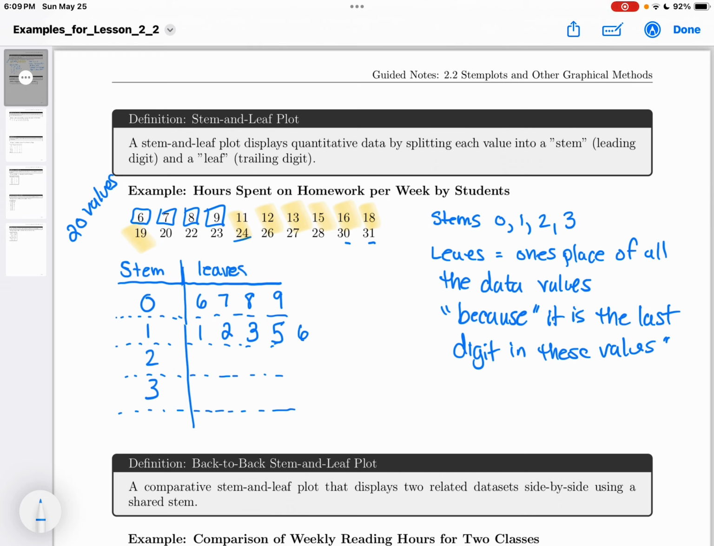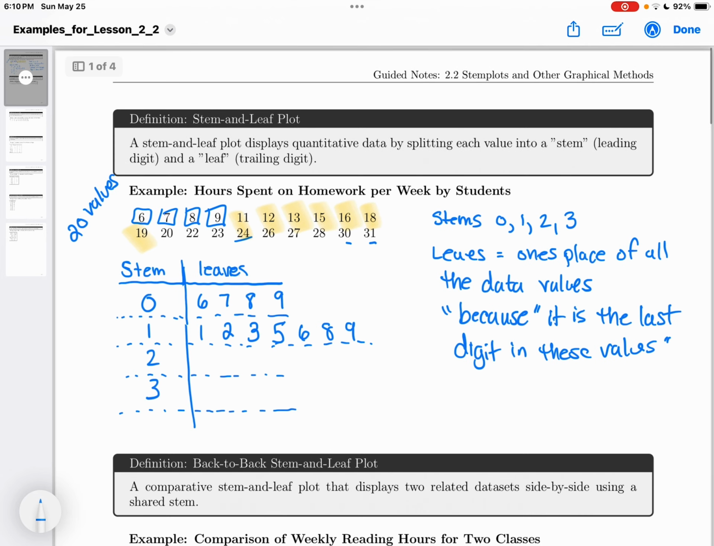It's also very important that you line up these numbers. The 6 and the 1 are lined up. The 7 and the 2 are lined up. You don't want to make it all squished in on one and then extended on the other. You should be lining up the columns so that we can get a good look at the shape of the distribution.